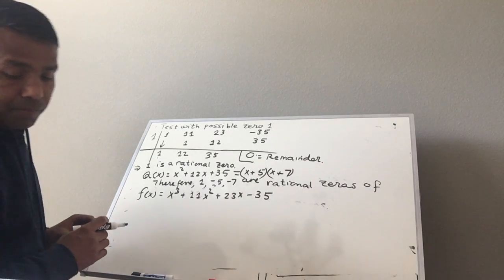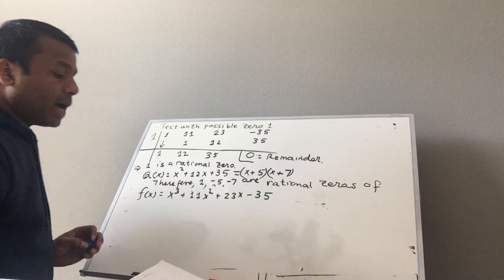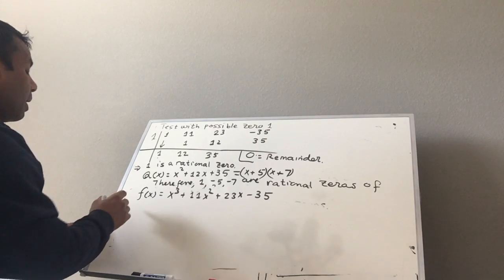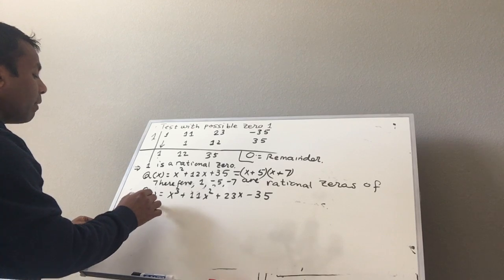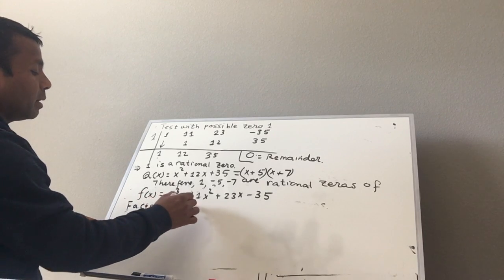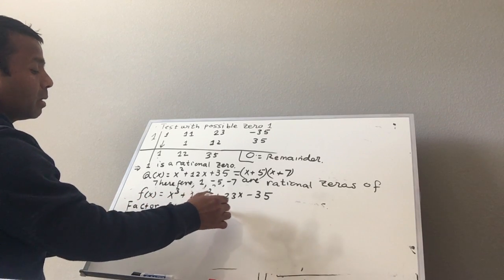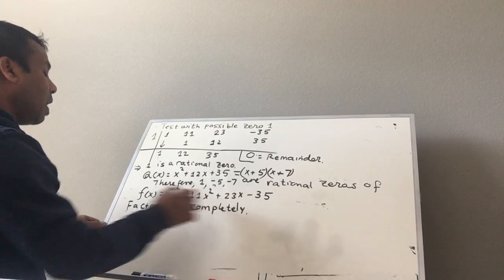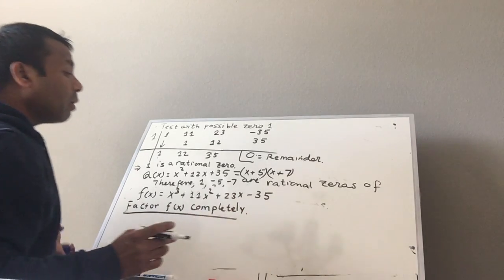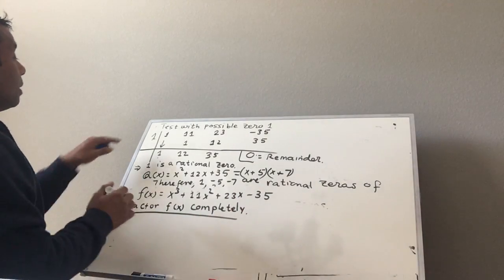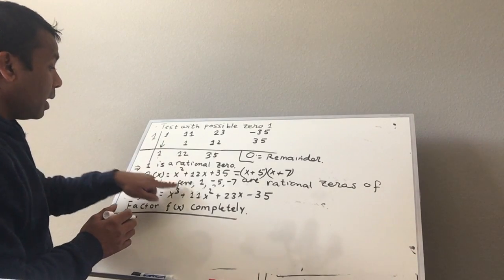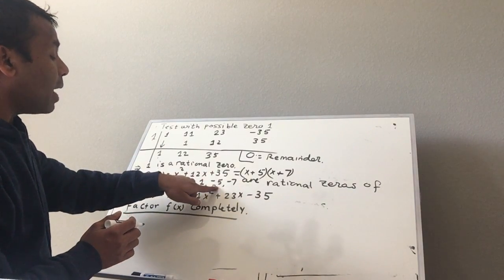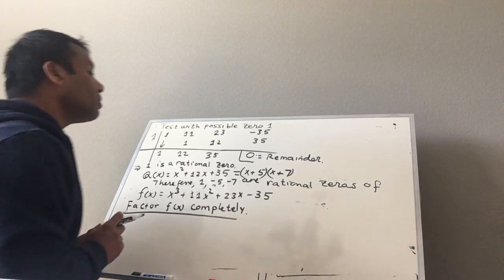So in part C, we have to factor f(x) completely. So how can you do that? Now we are almost done, because from here we know 1 is a rational zero, and from here we know negative 5 and negative 7 are rational zeros.